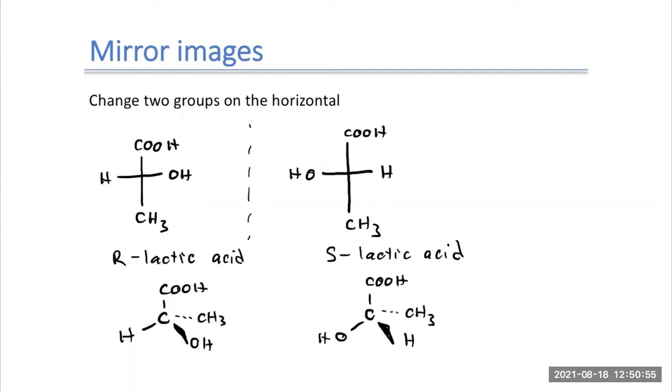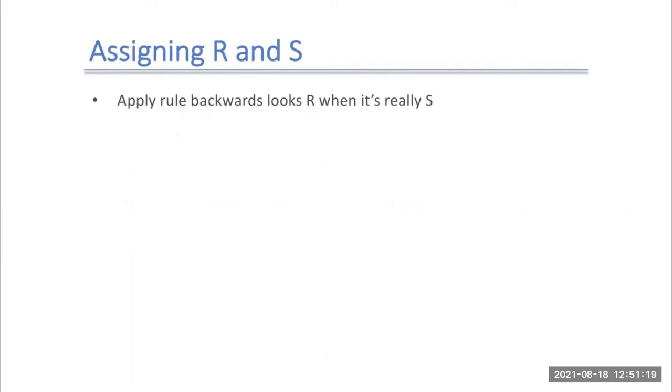If you want to double check, you can see the R and S configurations here. So by just switching those two groups on the horizontal, we've now created enantiomers. Now I'm sure you're asking yourself, do I really have to switch it to tetrahedral every time I'm looking to figure out R and S? No, you do not. You can figure out R and S configuration by looking at the Fischer projection itself.